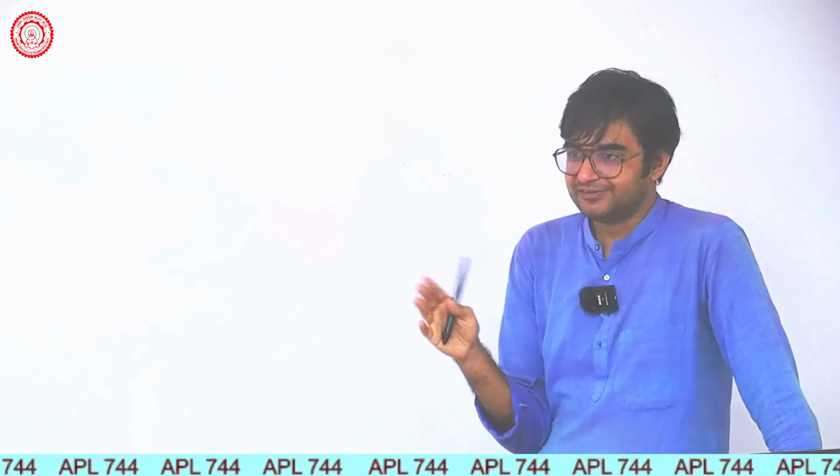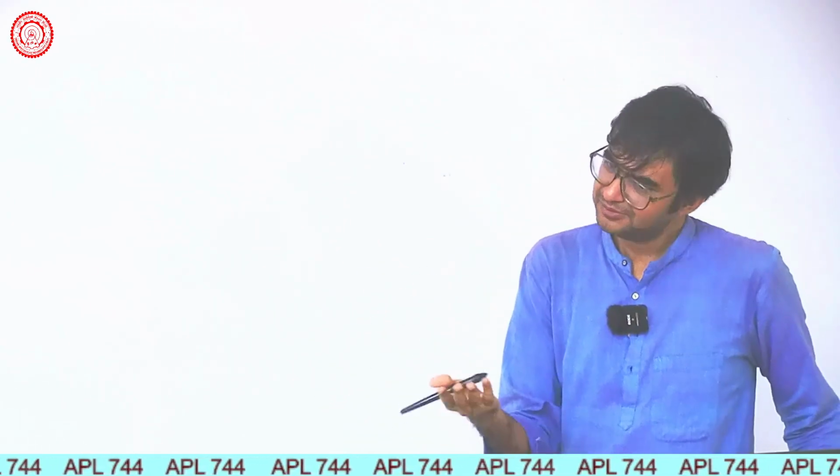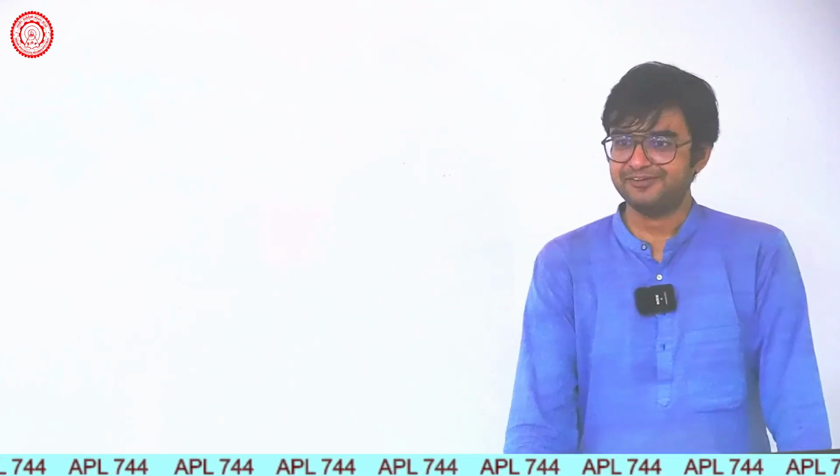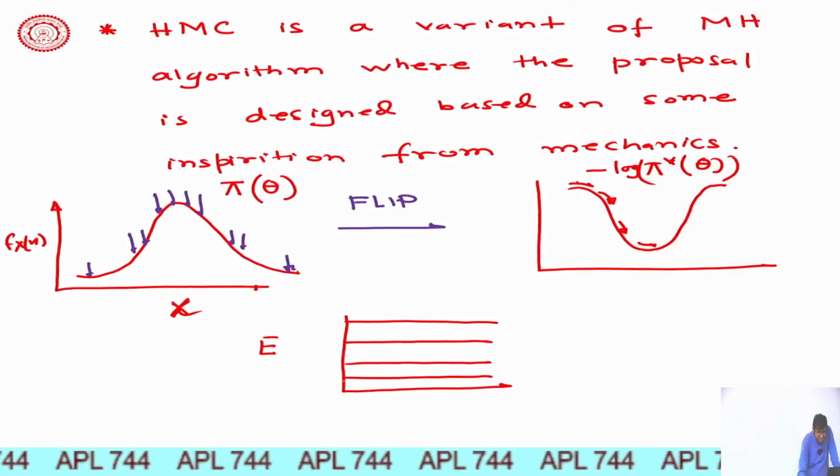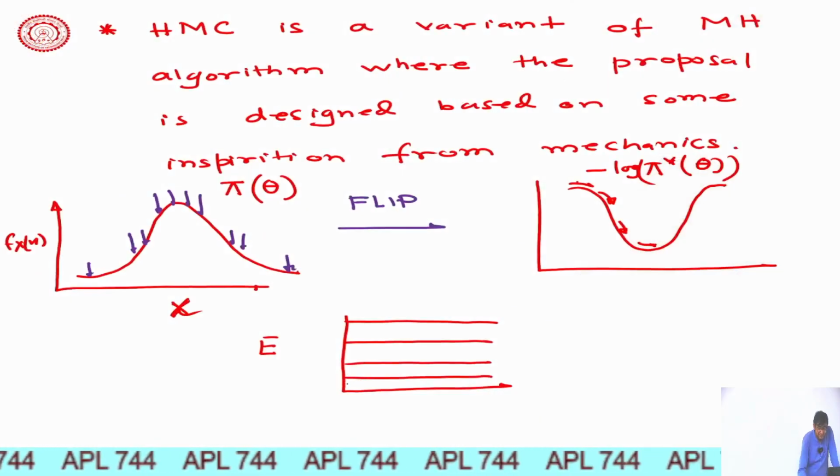Kinetic energy because it is moving, half mv square. Potential energy because of gravitation. That's all. That is what energy is, and we'll come to that in a short while. Okay. And Hamiltonian is summation of that. That's why Hamiltonian Monte Carlo.